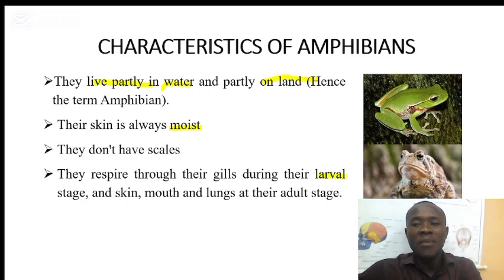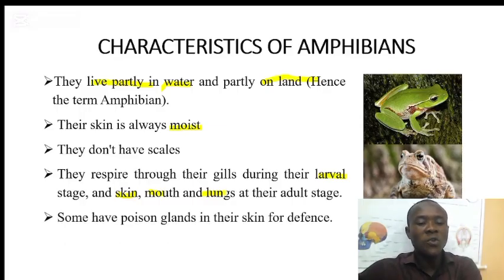Since the eggs are laid in water and hatch into larvae in the water, the larvae have gills which they use for respiration. Over time, they may develop lungs. As they develop lungs, what happens? They move on land. That is why we say they partly live in water and on land. So the adult is using three things for respiration. It's using the skin, the mouth, and the lungs for respiration. But the larva is using the gill for respiration.